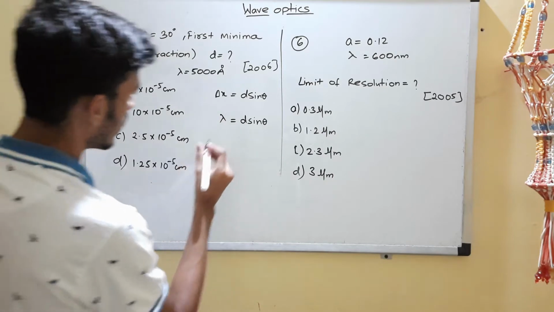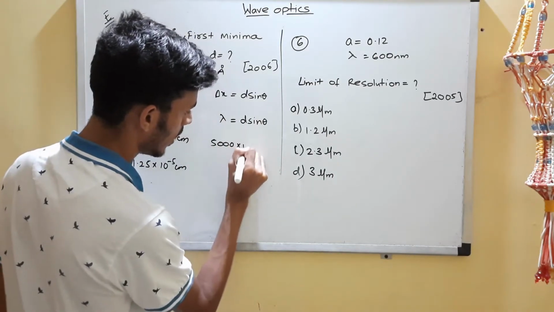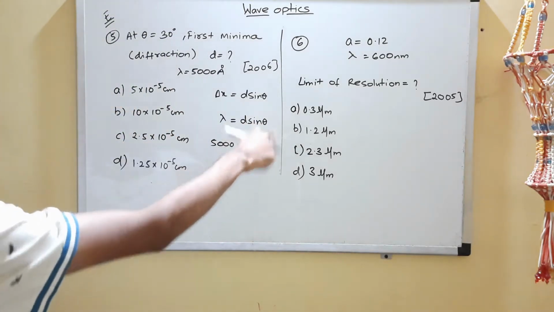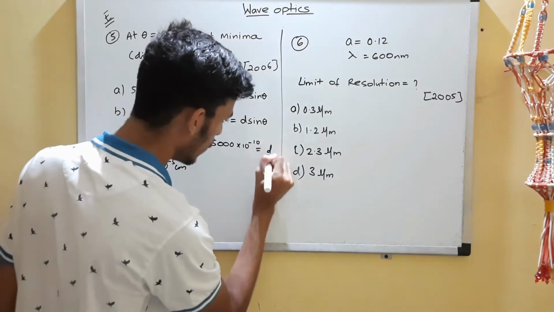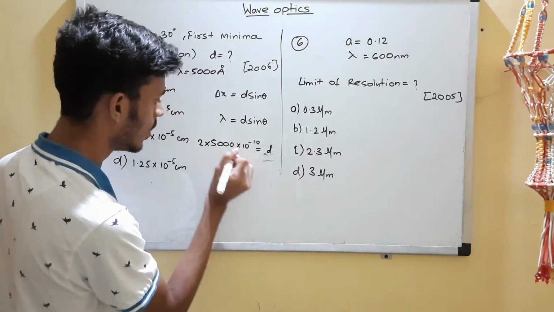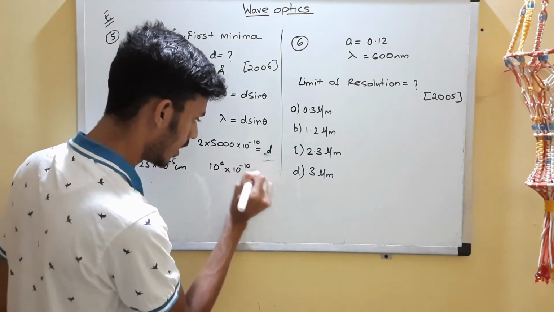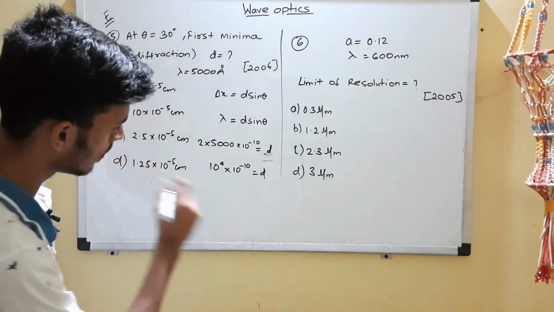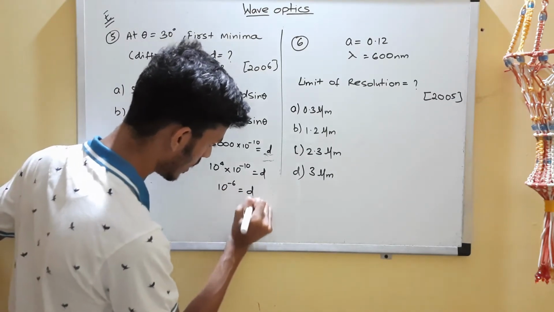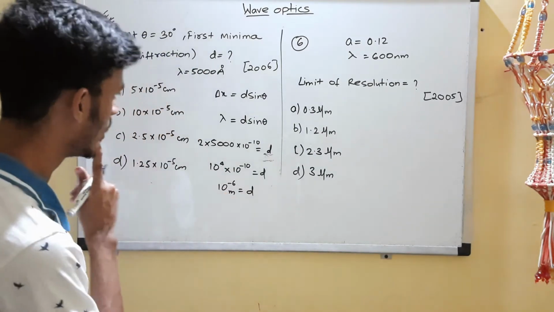Now lambda is given as 5000 angstroms. So 5000 into 10 to the power minus 10, I can write it that way. Sine 30 is half, so it will be d by 2. I can bring this 2 to the other side and multiply it. 2 into 5000, that is 10,000, 10 to the power 4. Now this distance is in meters, right? So we'll get 10 to the power minus 6 d. This is in meters. We can convert it into centimeters.